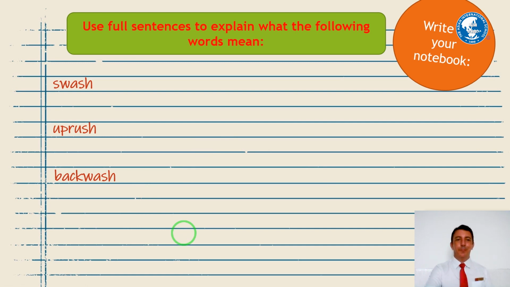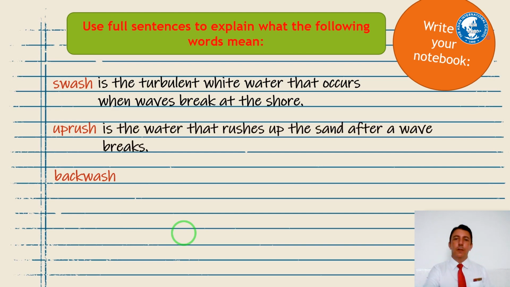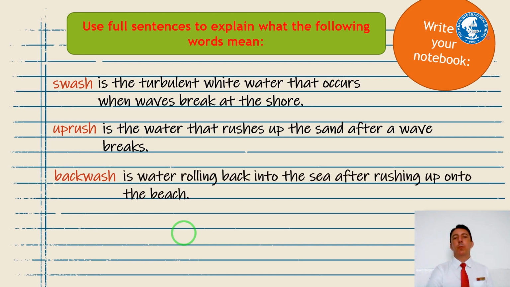Okay, if you've finished, you should have a similar answer to this. Swash is the turbulent white water that occurs when waves break at the shore. Uprush. Uprush is the water that rushes up the sand after a wave breaks. And backwash. Backwash is water rolling back into the sea after rushing up onto the beach.